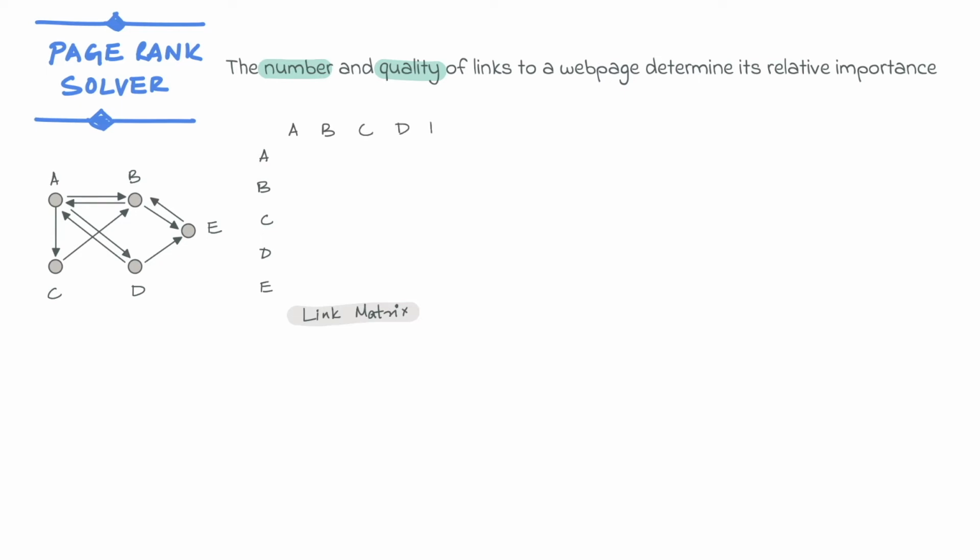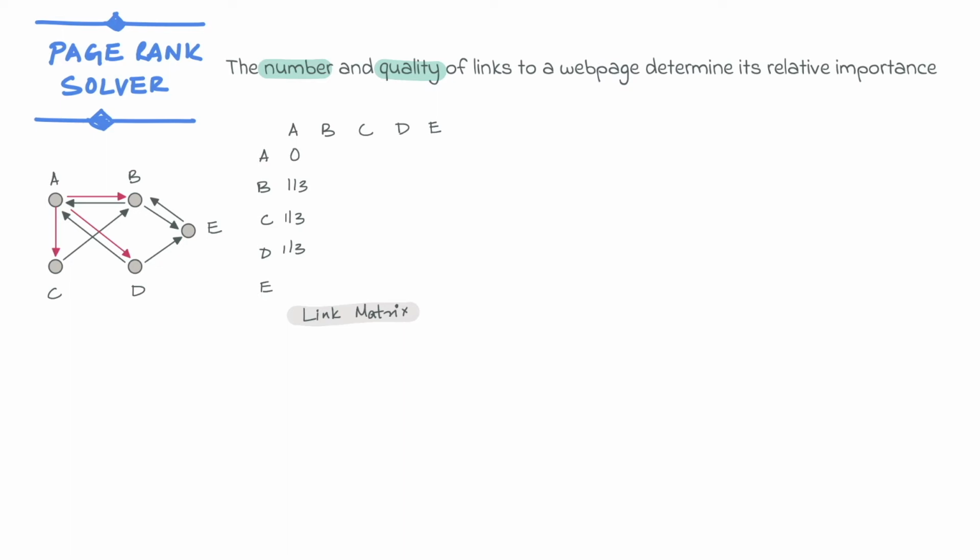Each column represents the probability of going to a different page from a particular page. So for instance, page A has outgoing links to B, C, and D. So the probability of randomly clicking on any of them is 1/3. A page cannot have self-referential links. That is, it cannot link to itself. So the probability of going from A to A is 0.